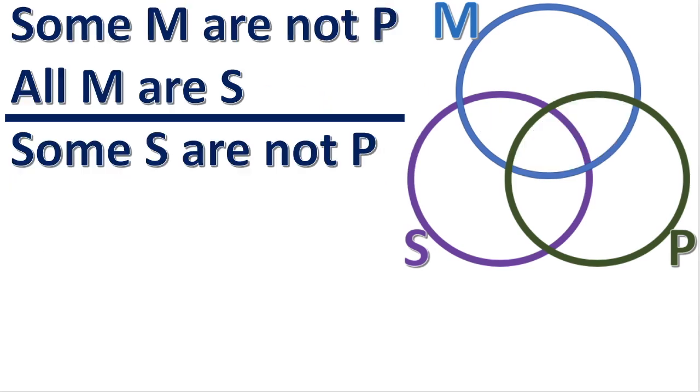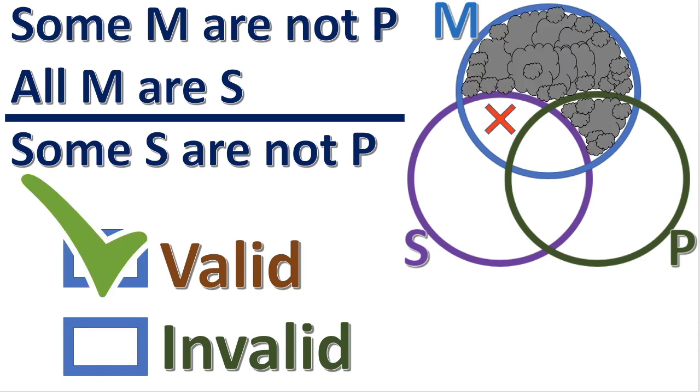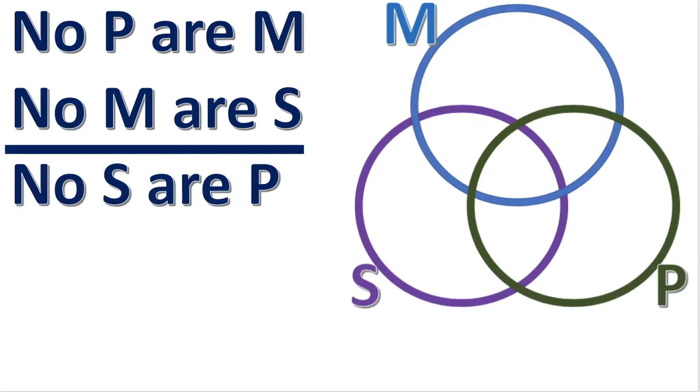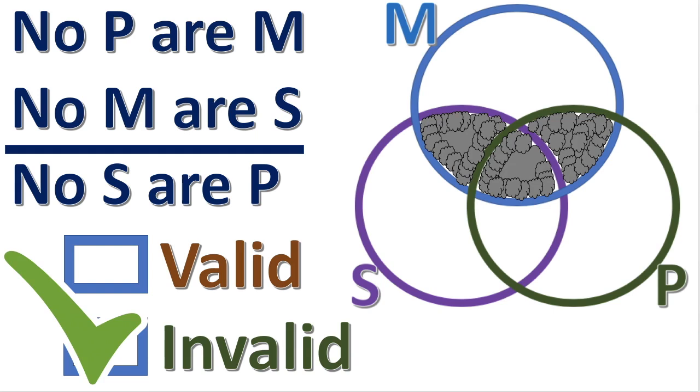See the diagram? Next practice problem. Is this syllogism valid or invalid? Press pause if you need more time. The answer will appear in 3, 2, 1. Ding! The syllogism is valid. Next practice problem. Is this syllogism valid or invalid? Press pause if you need more time. The answer will appear in 3, 2, 1. Ding! The syllogism is invalid.